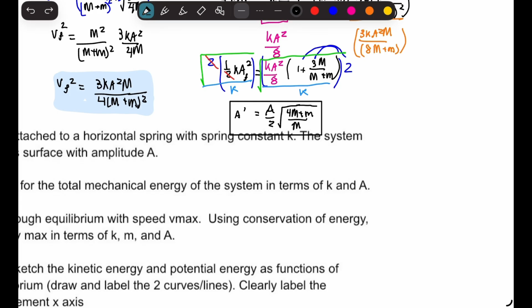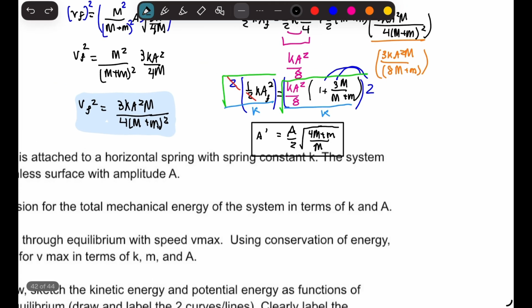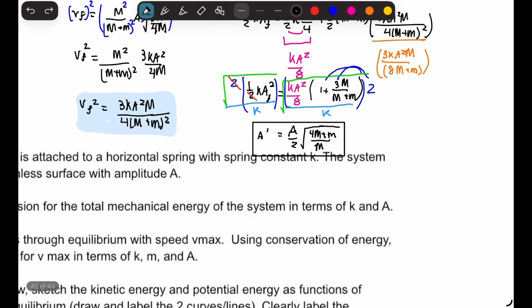So that's your answer. A over 2 root of M, M plus, there's also another M here.